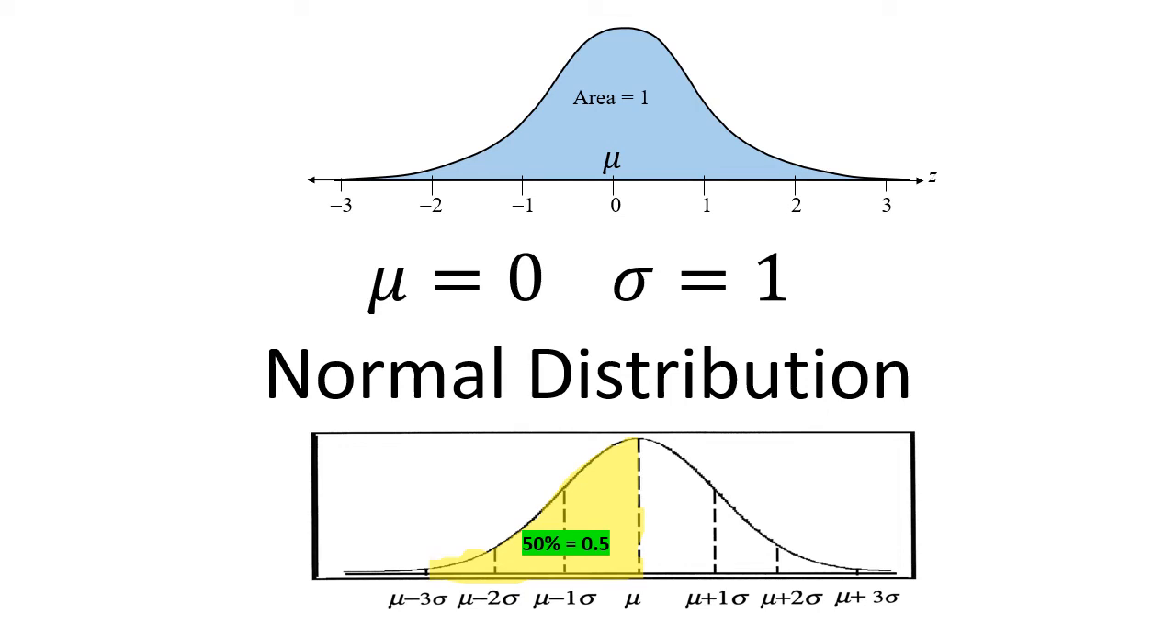Welcome to a lesson on normal probability distribution. The area under the normal distribution curve is 1. The area on each side of mu is 0.5. 0.5 on this side, 0.5 on that side, which adds up to 1. Remember, the mean, which is the mu, is 0, and the standard deviation is 1.